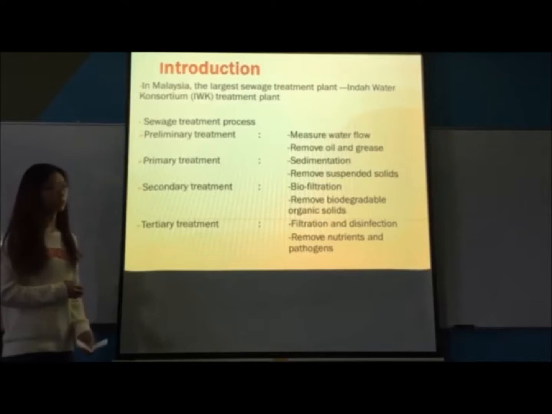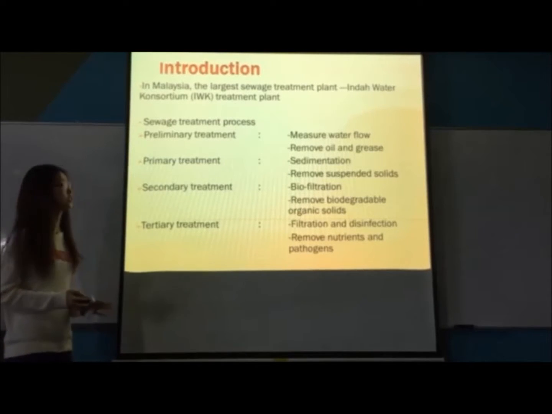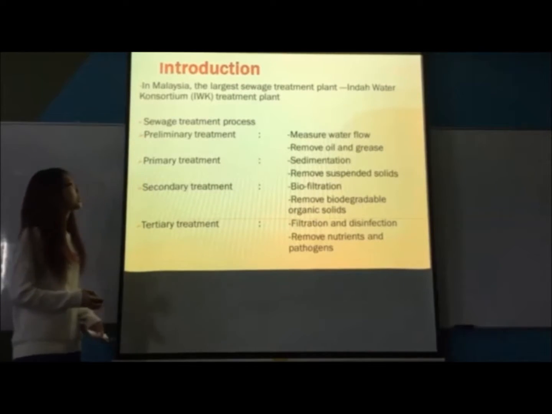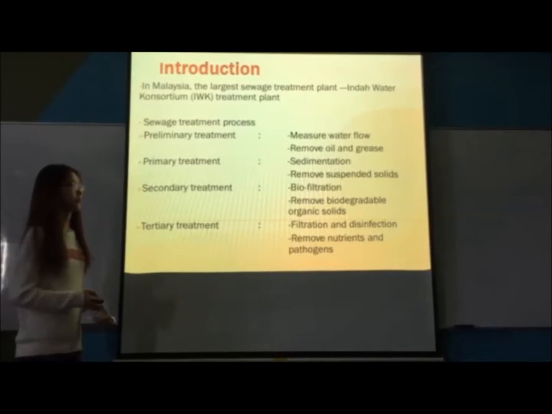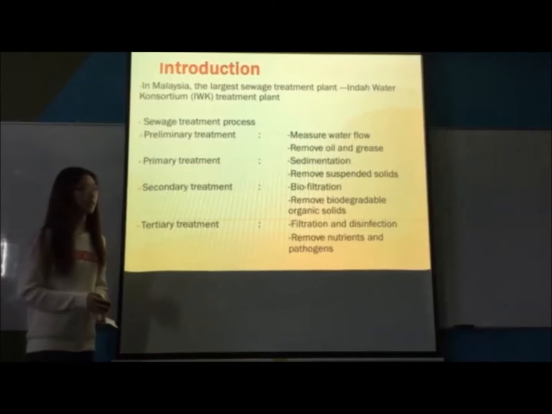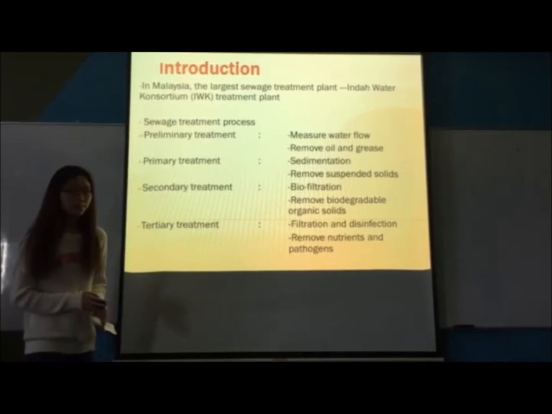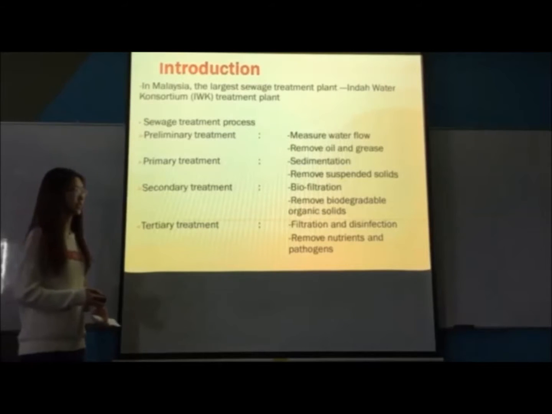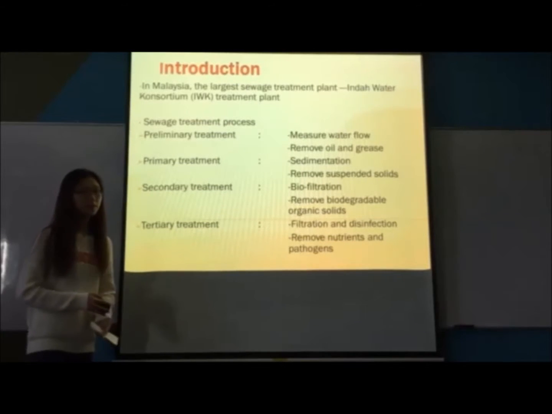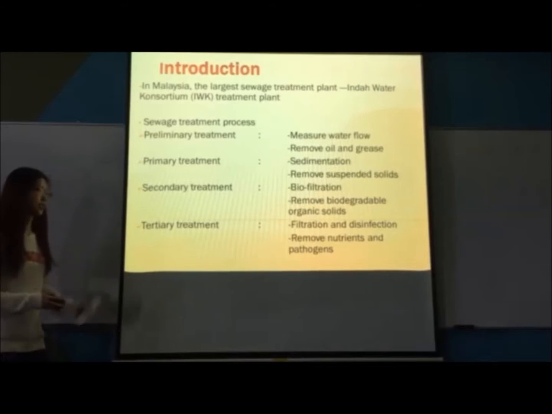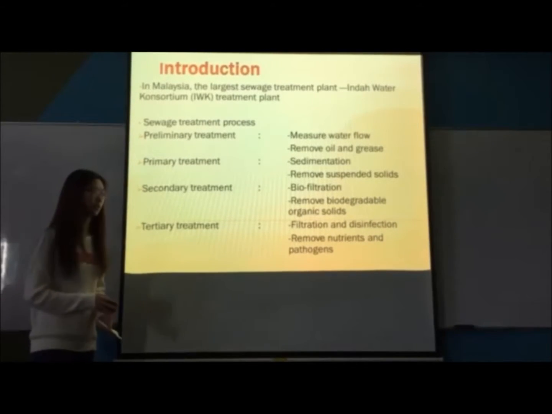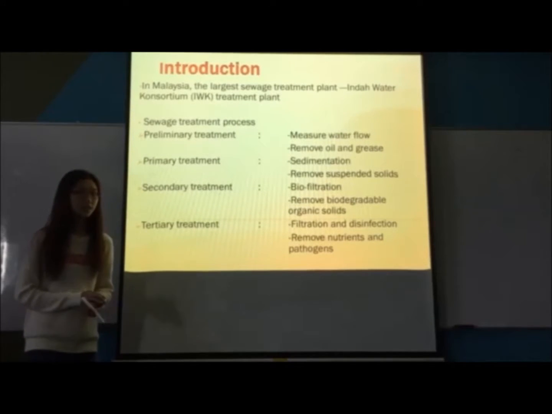In IWK, the sewage treatment process can be divided into 4 stages. The first stage is preliminary treatment, which is used to measure the water flow and remove the oil and grease. Followed by primary treatment, where sedimentation is carried out to remove the suspended solids. For the secondary treatment, biofiltration is carried out to remove the biodegradable organic solids. The last stage is tertiary treatment, in which filtration and disinfection are involved to remove the nutrients and pathogens.